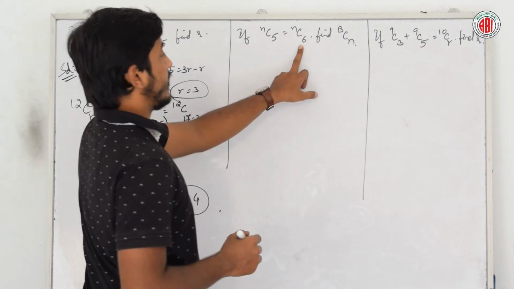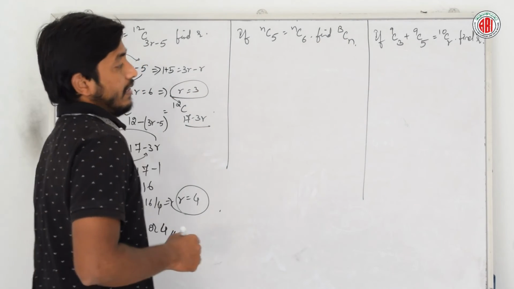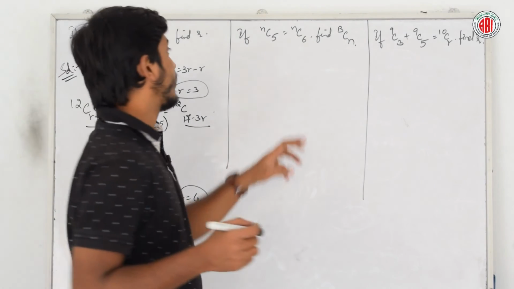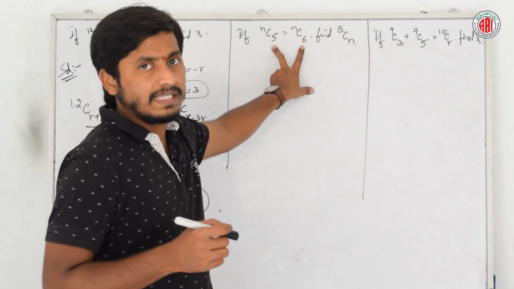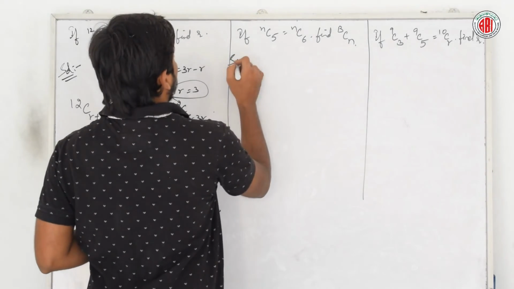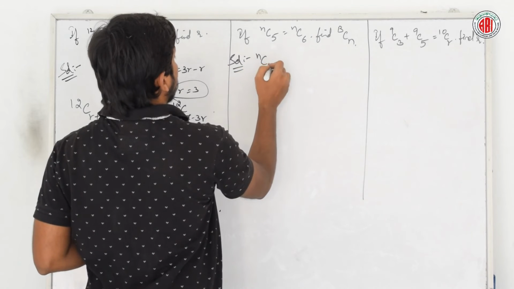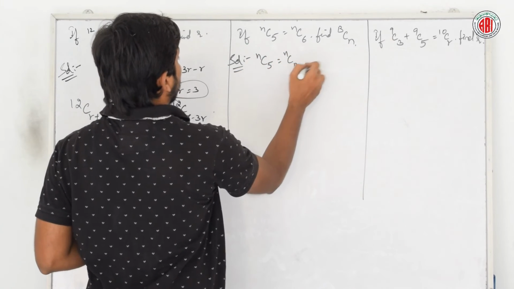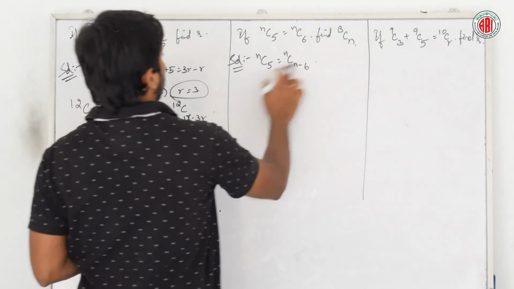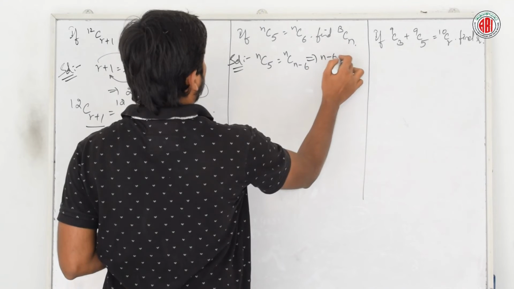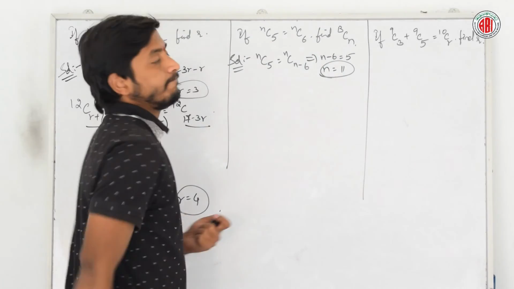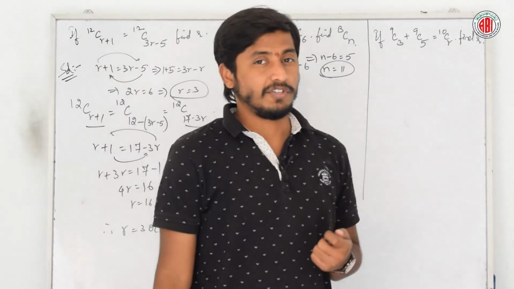nC5 is equal to nC6. He's asking us to find 13Cn. In order to do that, we have to first find the value of n. How do we do? The same thing. Can 5 be equated to 6? Obviously no. So we can write nC6 as nC(n minus 6). So we can just find the value of n from this. How? n minus 6 is equal to 5. So the value of n is 11, 6 plus 5. Is it clear? No more confusions here, right?